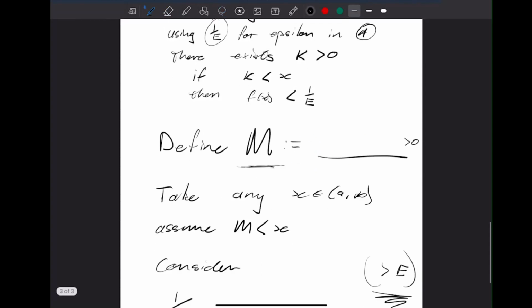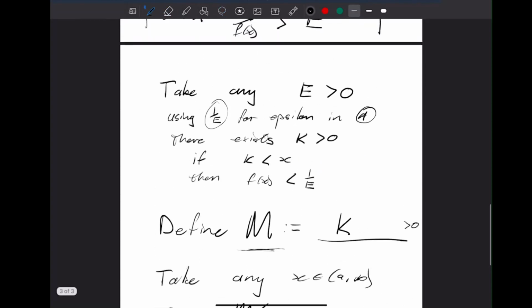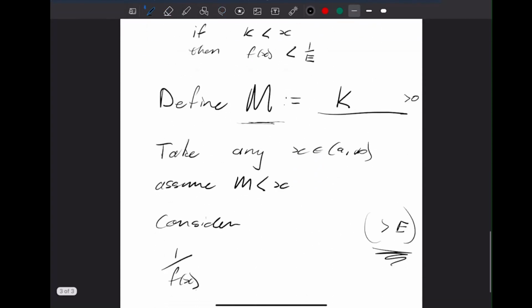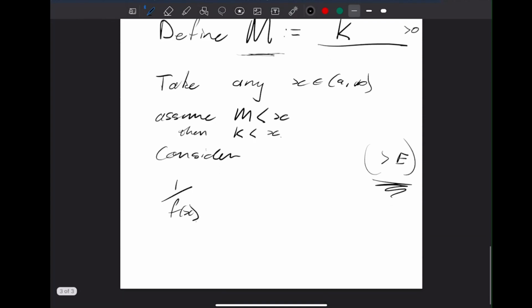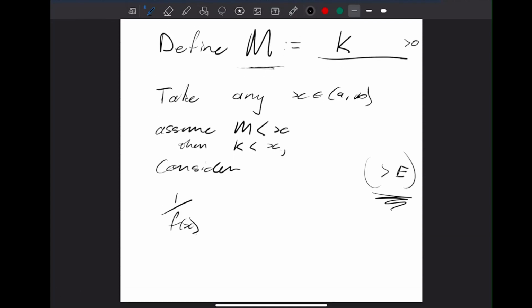So what we will do is we will define our m, take our m as k. So then if we assume that x is bigger than m, we defined our m to be k, so then x is also bigger than k. And then we know that f of x is less than 1 over E.